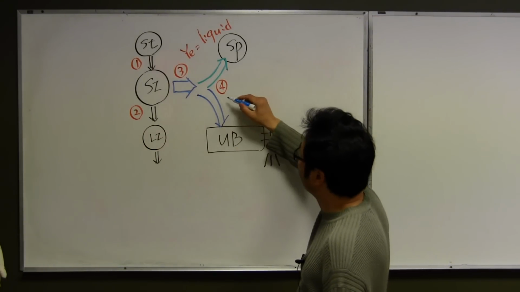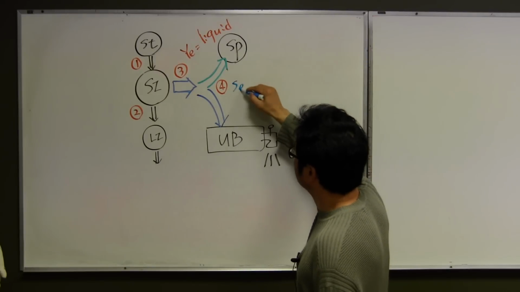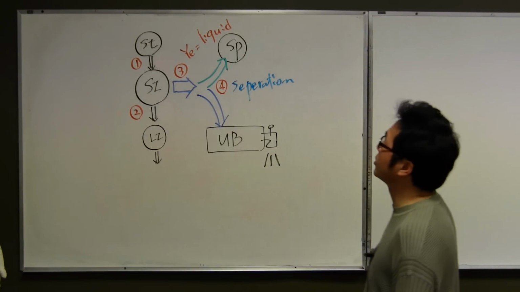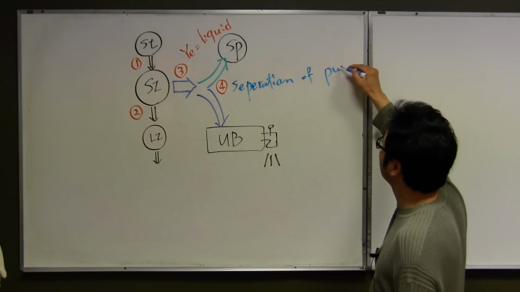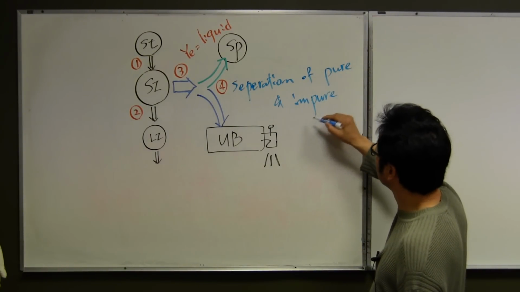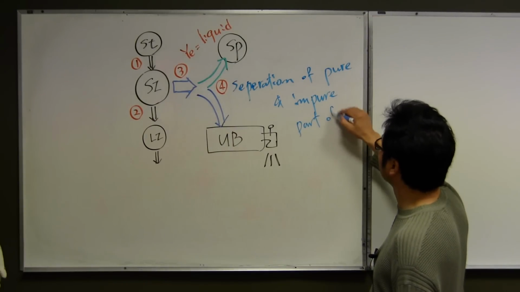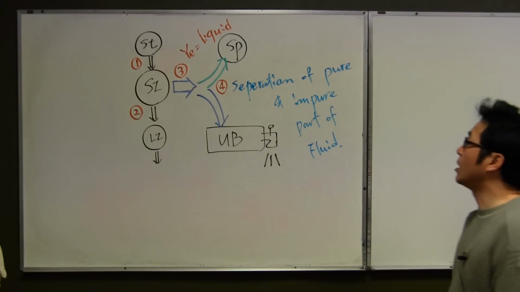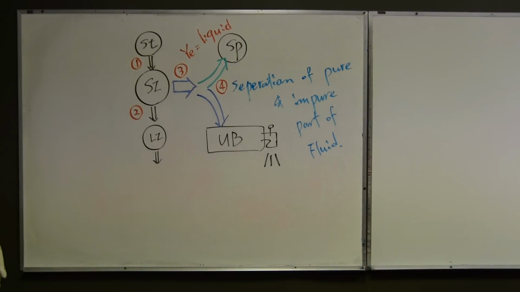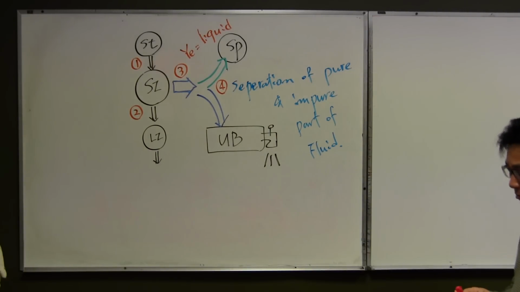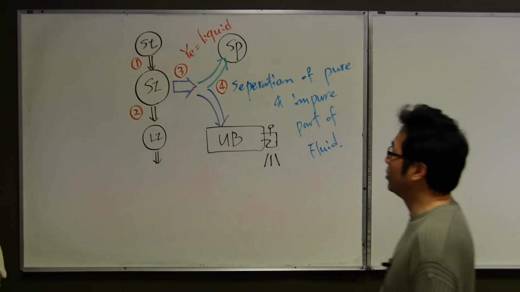As I mentioned, number 4, this is what? Separation of the pure and impure parts. Separation of the pure and impure parts of the fluid, which is the nutrient, and this is the small intestine's main function.